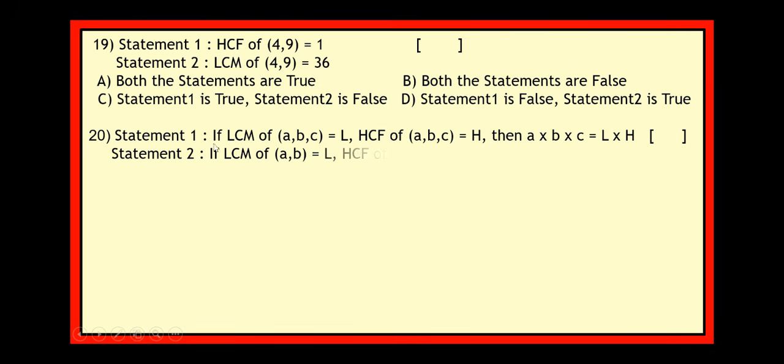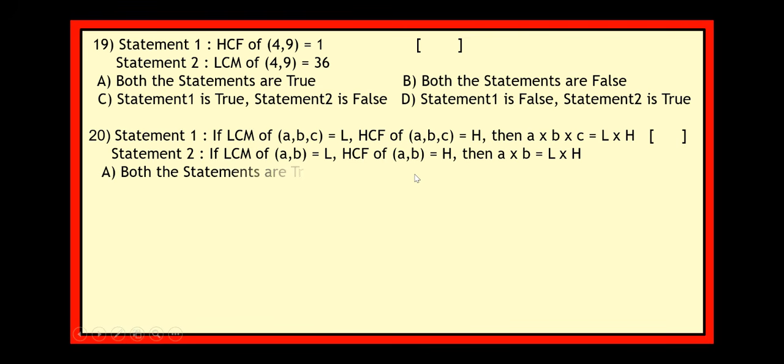Okay, look at statement 2. If LCM of A, B, two numbers, is L and HCF of the two numbers A, B is equal to H, then the product of the numbers A into B is equal to the product of their LCM and HCF. Good. Statement 2 is true, whereas statement 1 is false.